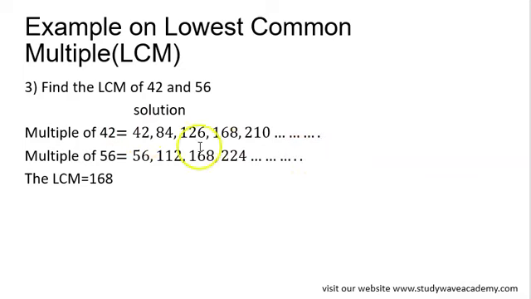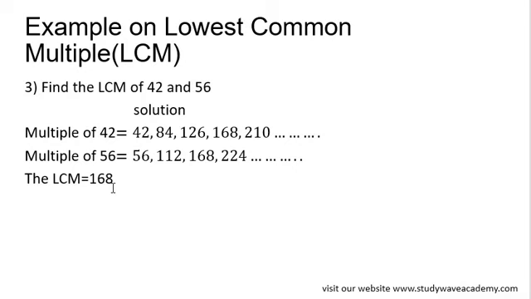Now we have to look for the lowest common multiple, and as you can see here, there's no 42 in 56 and there is no 84 in 56. There is no 126 in 56, but the closest we have, and which is the lowest, is 168 is in 42 and 168 is in 56. So it's the lowest common multiple. The numbers can keep on going and you see common multiples, okay, but this is the lowest. So the lowest common multiple of 42 and 56 is 168. Okay, I hope we understand.